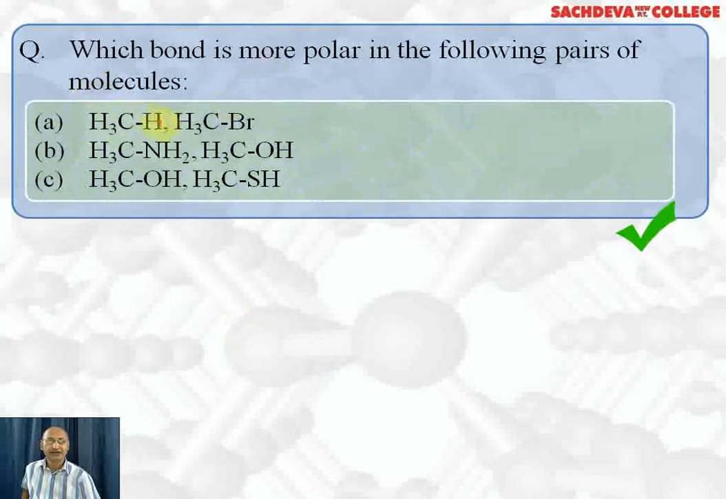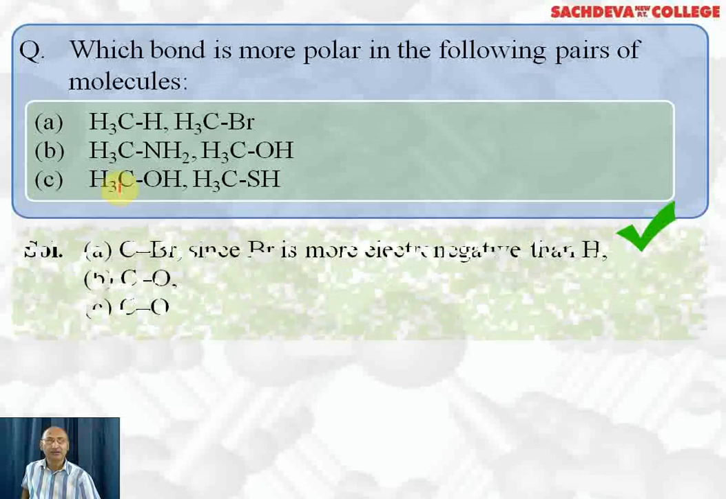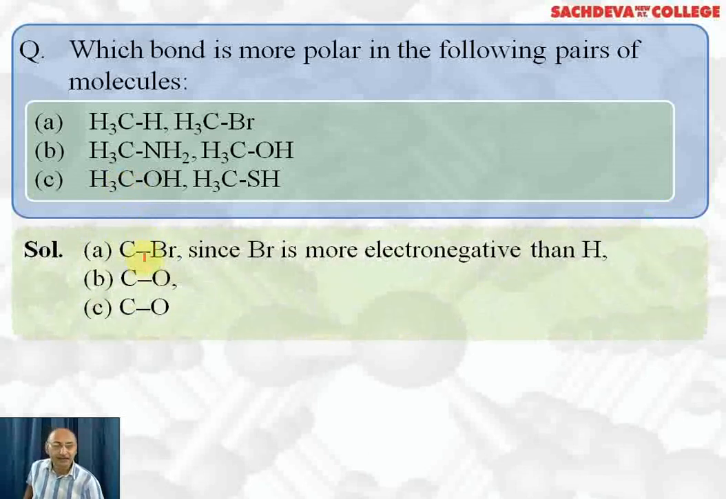We have a pair of compounds in each set, A, B, C, and we have to identify which compound in the pair has the more polar bond. In the first case, the C-Br bond is more polar. Why? Because bromine is more electronegative than hydrogen. That is why the C-Br bond is more polar. Here, the C-O bond is more polar because oxygen is more electronegative than nitrogen. Why is oxygen more electronegative than nitrogen? Because oxygen is smaller in size than nitrogen.